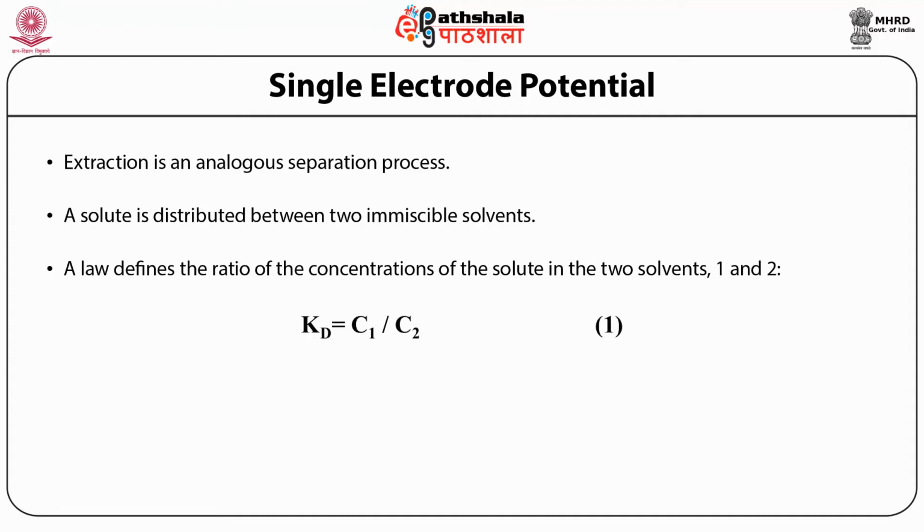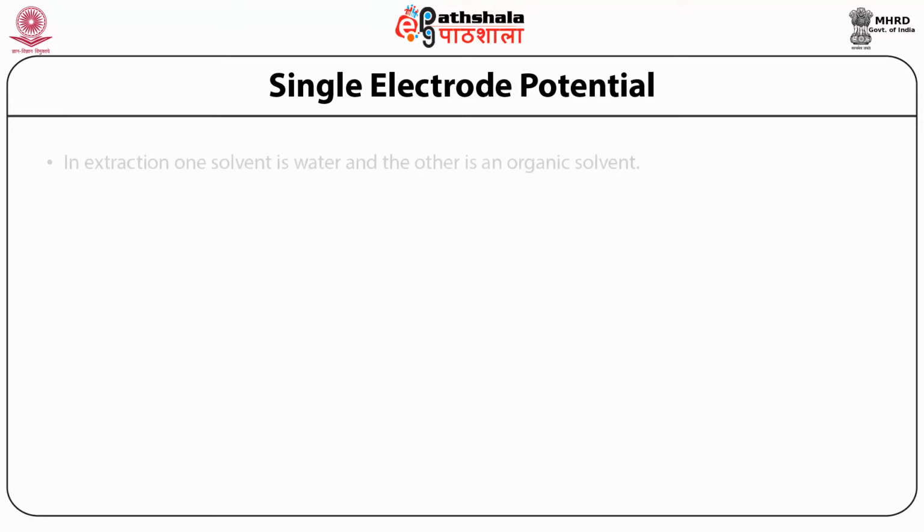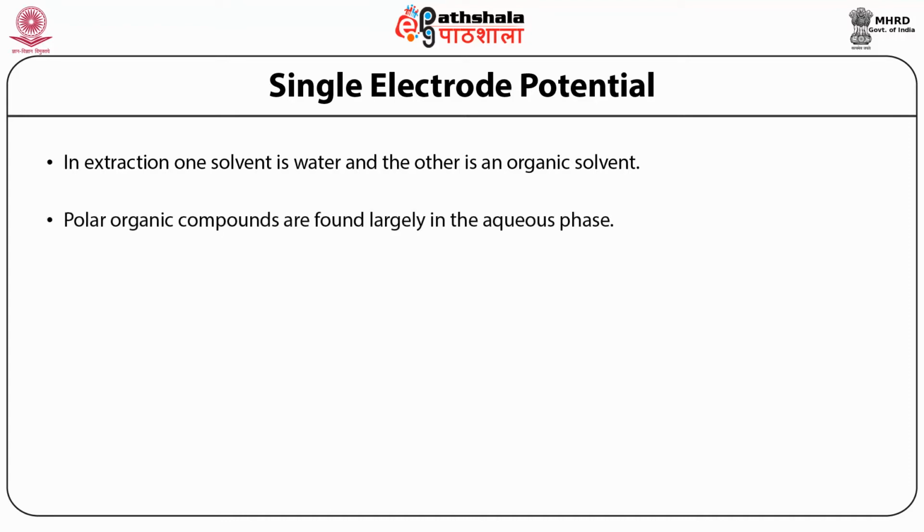Kd is equal to C1 upon C2, where Kd is the distribution coefficient or partition coefficient, a special type of equilibrium constant which is related to the relative solubilities of the solute in the two solvents. One solvent is water and the other is an organic solvent because the two solvents should be immiscible, so that inorganic ionic species as well as polar organic compounds are found largely in the aqueous phase, while non-polar organic compounds are largely in the organic phase. This is another way of saying like dissolves like.